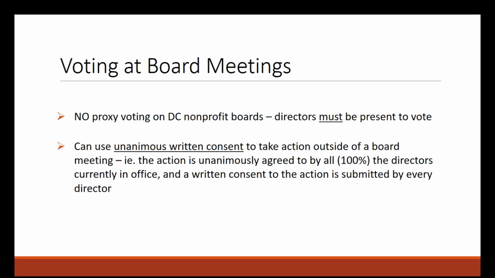But this isn't the same thing as a proxy vote. You need all of the directors to opt in, and you need a written consent from each of them. So if you want to act outside of a board meeting, this is your option, unanimous written consent. You can't vote remotely at a board meeting otherwise.